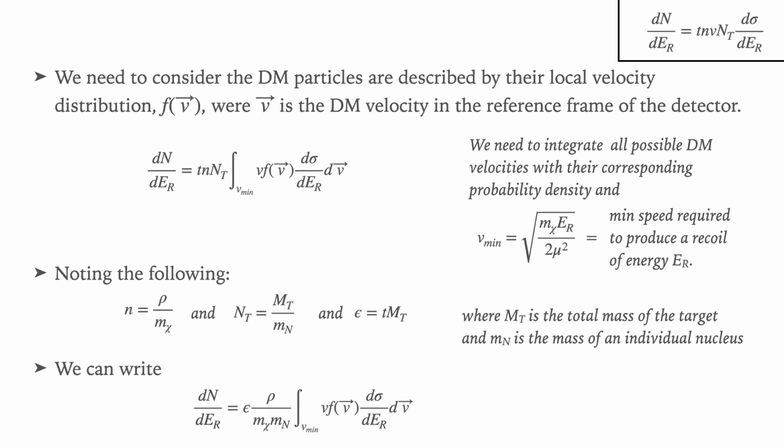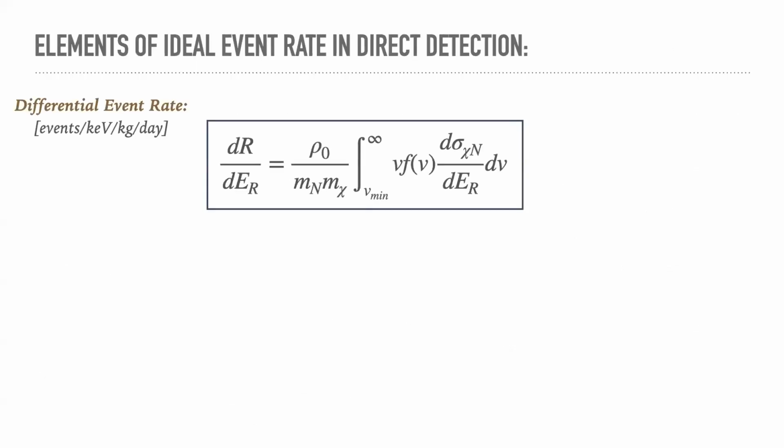Excellent. Okay, so we've gotten through this. Now, what we as experimentalists are really thinking about is the differential event rate. That is an expression in events per keV per kilogram per day. What we start with here is the event rate as a function of recoil energy, equal to rho naught, m_n, m_x, so the mass of the nucleus and the mass of our dark matter particle, times all this stuff.